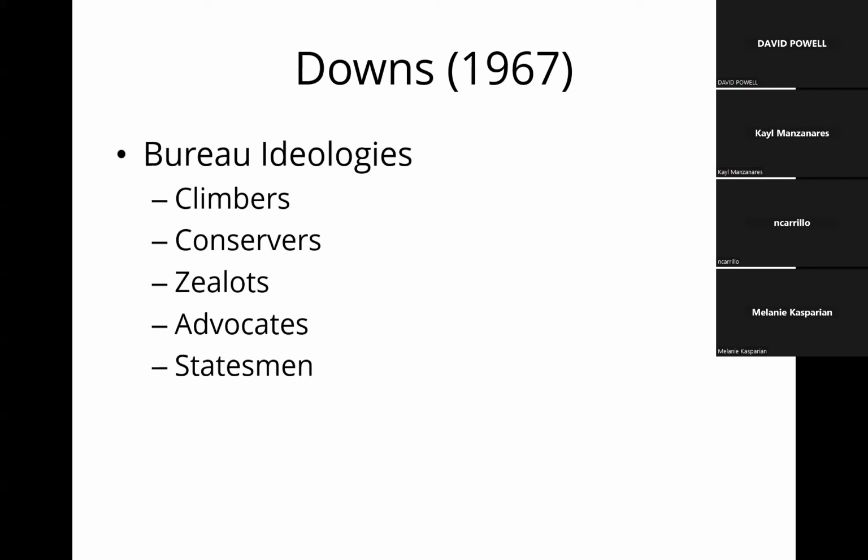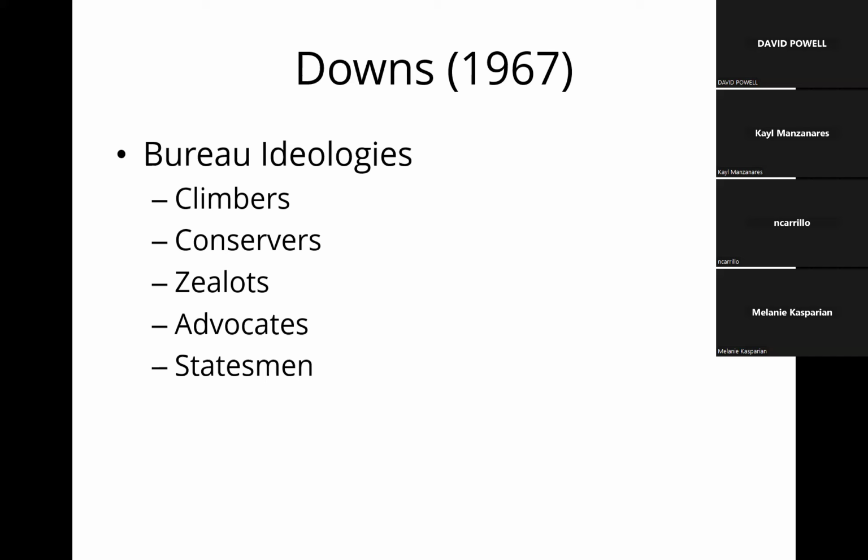Second type of bureau ideology, or second type of employee, is a conserver. According to Downs, these conservers are those employees who are more veteran employees. I won't say older, I'll say the more veteran employees, employees who have been in the organization for a while, employees who have already developed all the perquisites of the office. They've already developed all these great perks of the office that they want to just try and maintain. So they are motivated by trying to conserve all those perks of the office that they have already developed.